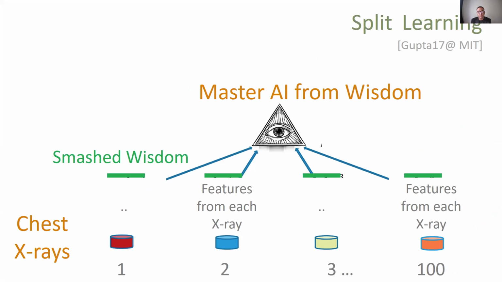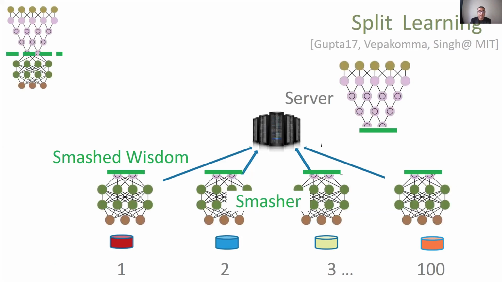And of course, the beauty here is the feature vector, we smash it in such a way that the original data cannot be reconstructed. Not just personally identifiable data, but you cannot reconstruct the original data in any reasonable way. So that's why we call it smashing, this smashed wisdom. And it's implemented with what you would imagine, which is early layers of deep neural networks are executed on the clients, and the later layers are executed on the server.